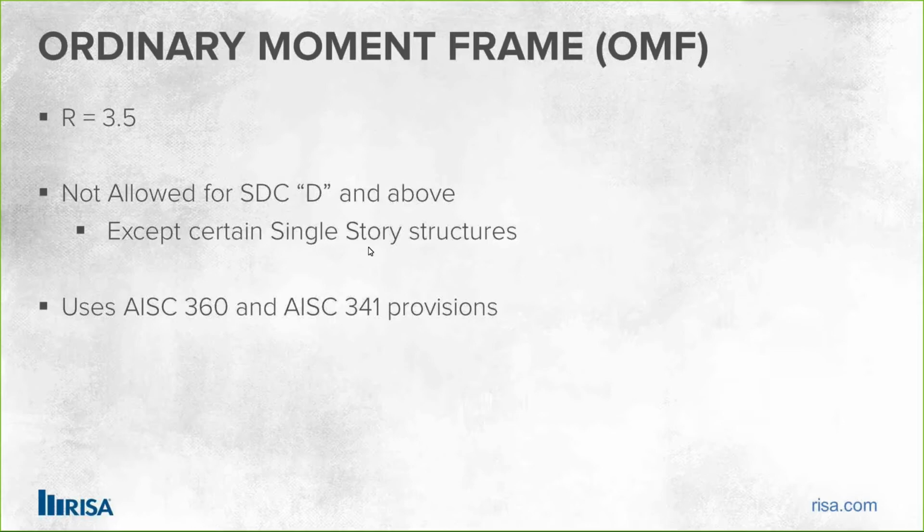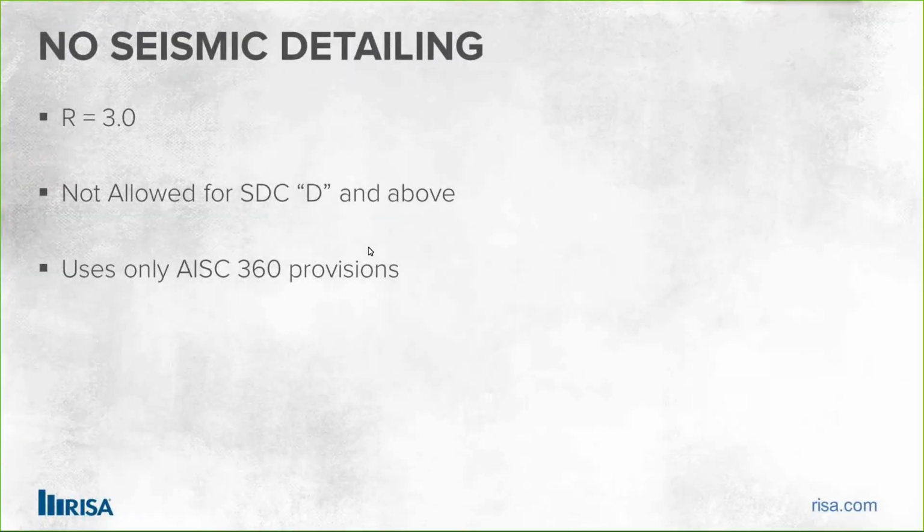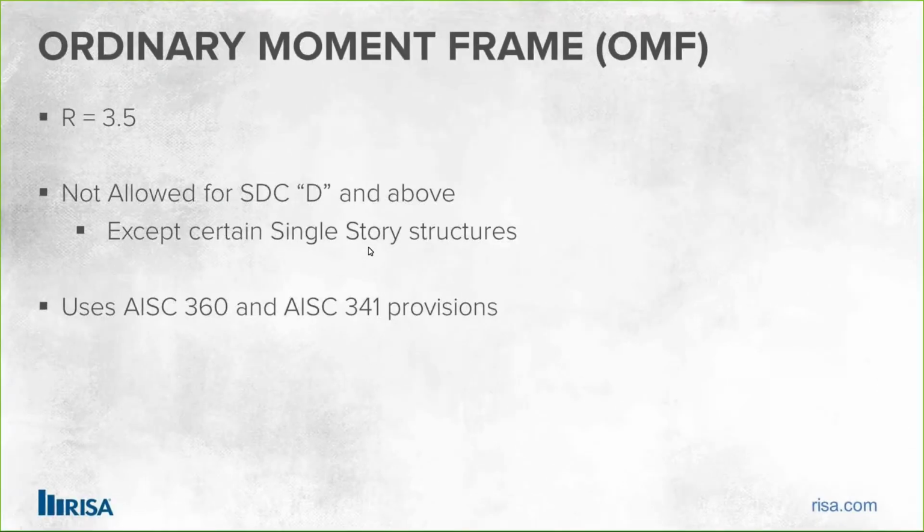And bear in mind that an OMF is different from a no seismic detailing frame, an R equals 3 frame. This is something that doesn't exist in concrete, so some engineers who are more familiar with concrete than steel tend to think of an ordinary frame as one that has no extra detailing. However, an ordinary moment frame does actually have extra detailing that's required above and beyond the ordinary AISC 360 code. That's the 14th edition. It has some AISC 341 provisions which must be met.